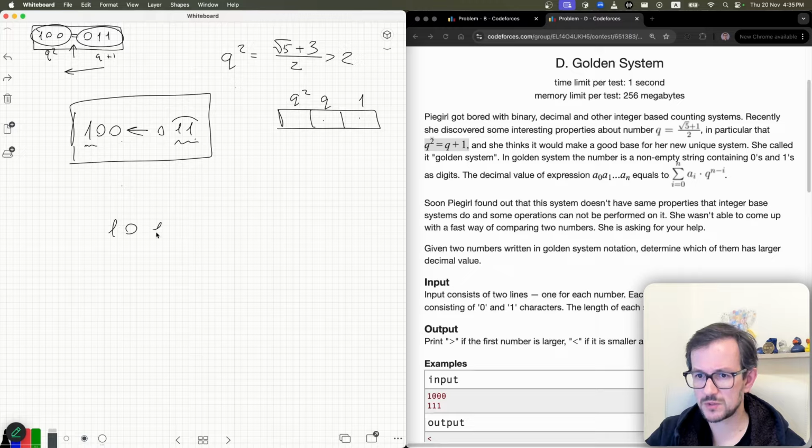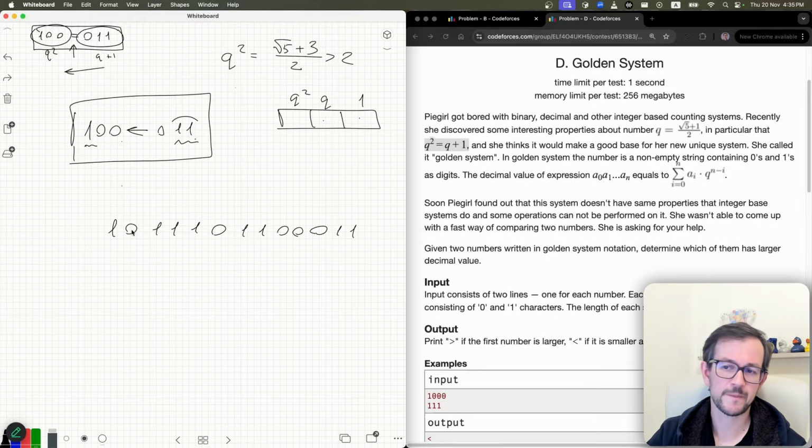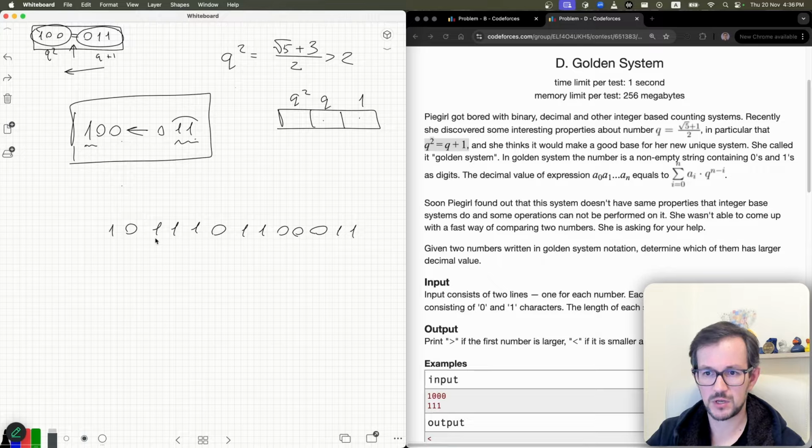Let's take some number: 1 0 1 1 1 0 1 1 0 0 0 1 1. I just go from left to right and apply this operation. Here I have 1, 1. Let's apply: 0, 0, 1. Again I have 1, 1, so 0, 0, 1. It looks good. Here I have again 1, 1, apply the operation, 0, 0, 1. And here 1, 1, apply 0, 0, 1. And again 1, 1, put 0, 0, 1.